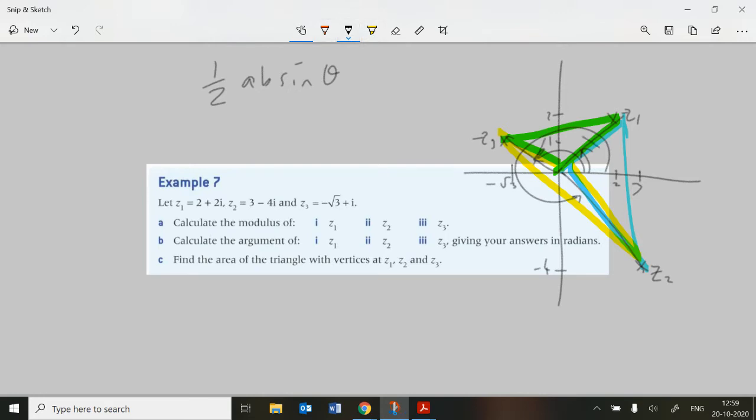Okay, so each of those triangles we should be able to work out by doing, of course, this length times this length halved, and then times by the angle in between. Now the angle in between is going to require you to make some calculations. Of course, if you want this angle here, you'll need to do the argument for Z3, take away the argument for Z1. So they're not too difficult to find out, to be honest.